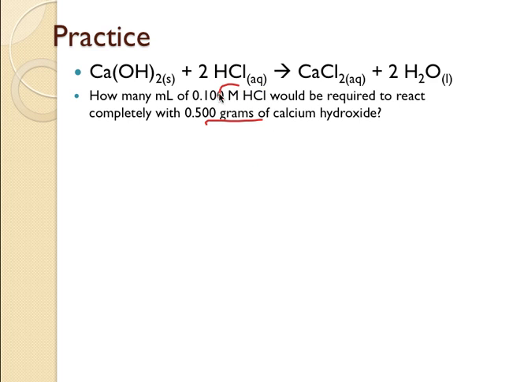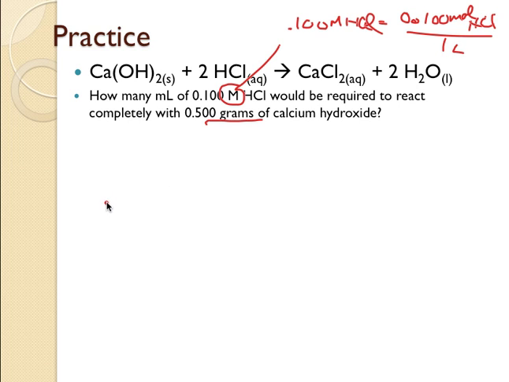Remember that this molarity, 0.100 molar hydrochloric acid, is the same thing as writing 0.100 moles hydrochloric acid for every 1 liter. So if I can get to moles of hydrochloric acid, I can invert that and get to liters of that solution needed, and then from liters get to milliliters.